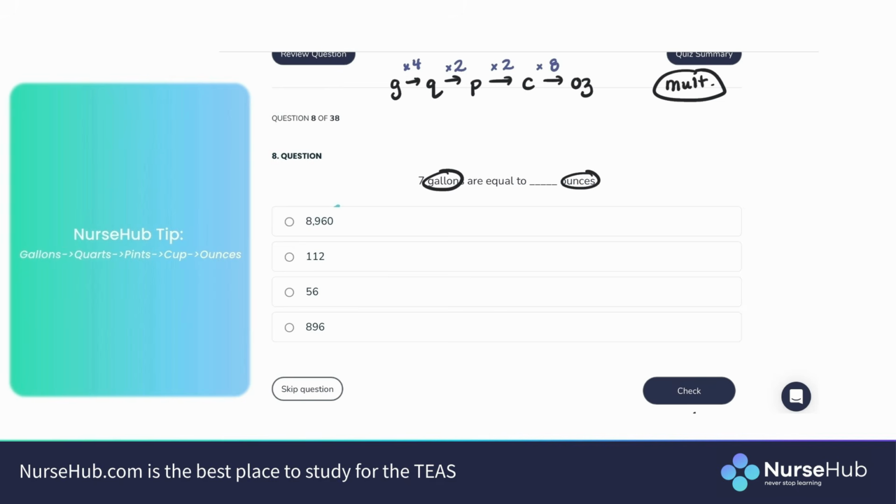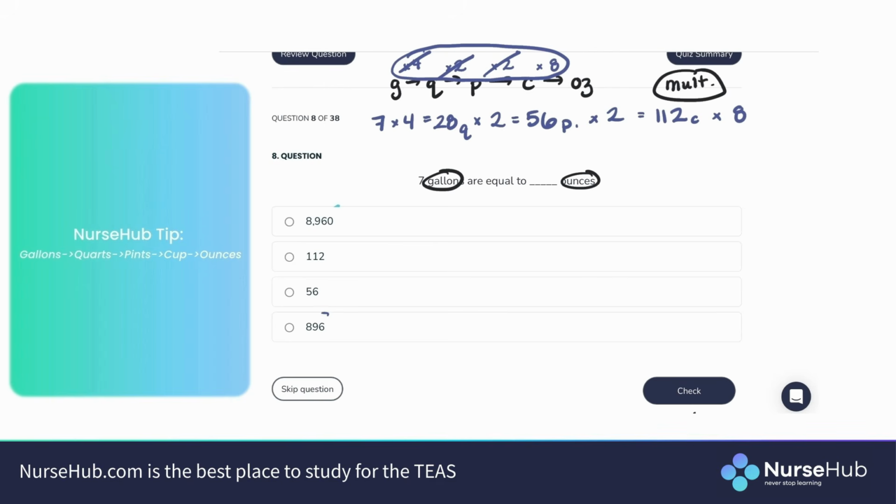So you can do this a number of ways. You could multiply all these numbers together and get what the whole number should be multiplied by, or do it individually. So we'd start with 7 times 4 gives me 28. We took care of that. This would be 28 quarts. Times 2 is going to give me 56 pints. Cross that one out. Pints to cups, times 2 again is going to give me 112 cups. Times 8 is going to give me 896 ounces.